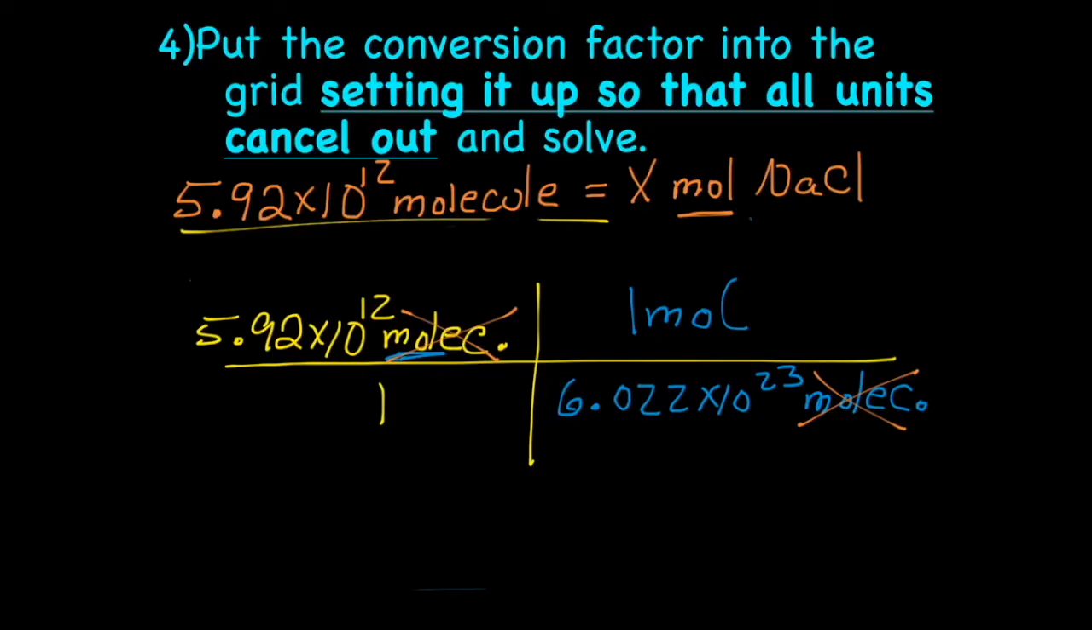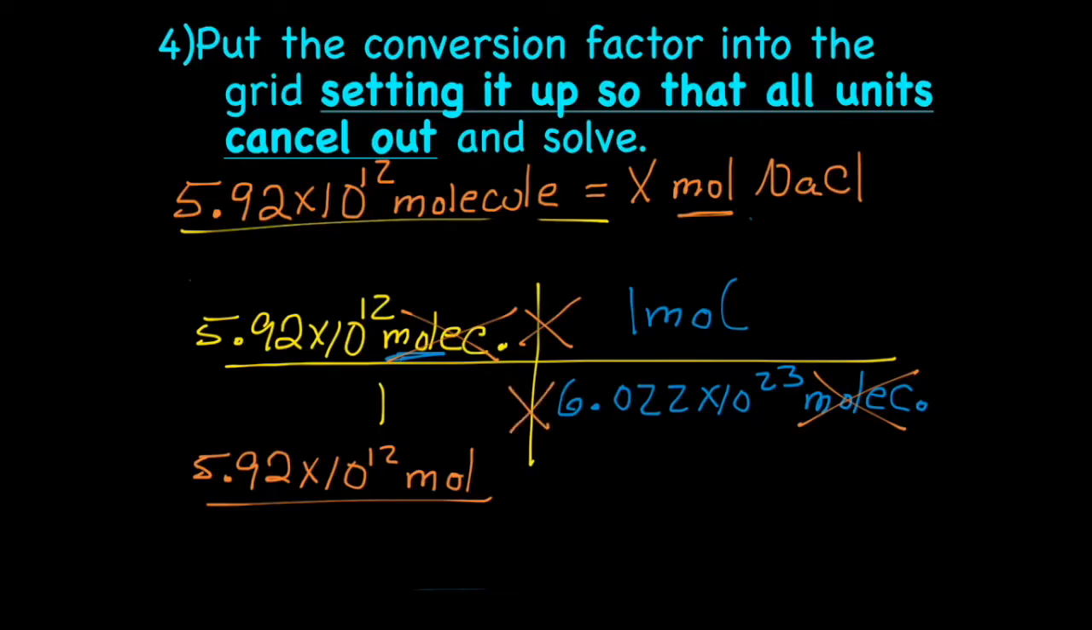To do that, we multiply across the top. So we're going to take 5.92 times 10 to the 12th times 1 mole, which is pretty easy. That ends up being 5.92 times 10 to the 12th mole, over, multiply across the bottom, which is 1 times 6.022 times 10 to the 23rd. We'll end up with 6.022 times 10 to the 23rd. And divide.